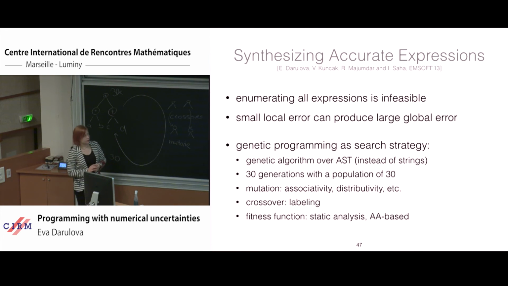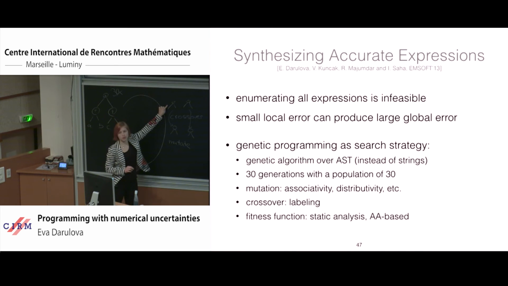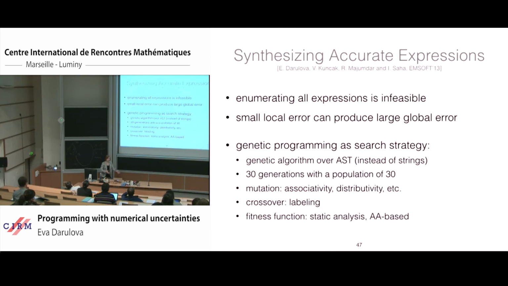Now, the trick why this search procedure works is the way we select these trees. We select them based on a fitness function. So the fitter individuals in the population have a larger probability of getting picked for the next generation. And for this fitness function, we used our static analysis. In this case, we only used the affine arithmetic based so that it was fast enough to be repeated many times.